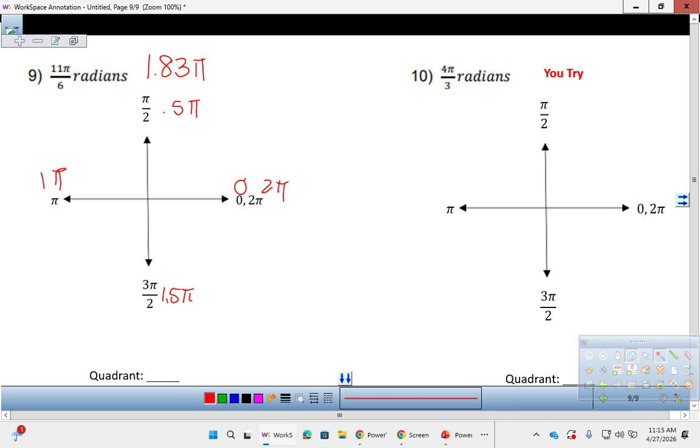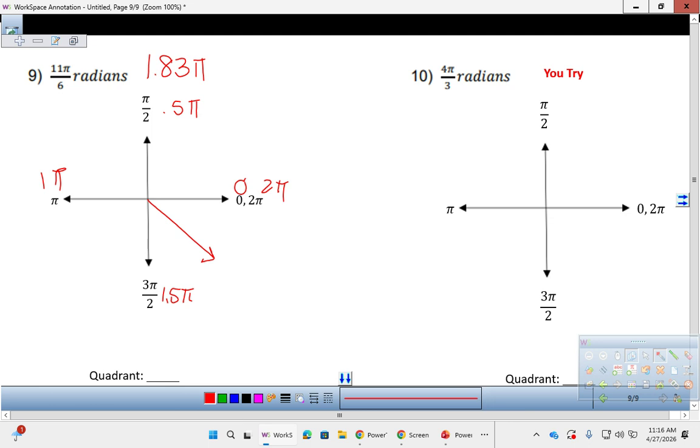Well, 1.8 is somewhere between 1.5 and 2, right? So this is somewhere in quadrant 4. And I'm just looking at decimals here. So if 1.8 is between 1.5 and 2, what that ultimately says is that 11 pi over 6 is somewhere between 3 pi over 2 and 2 pi. I'm just using the decimal form because it's easier.